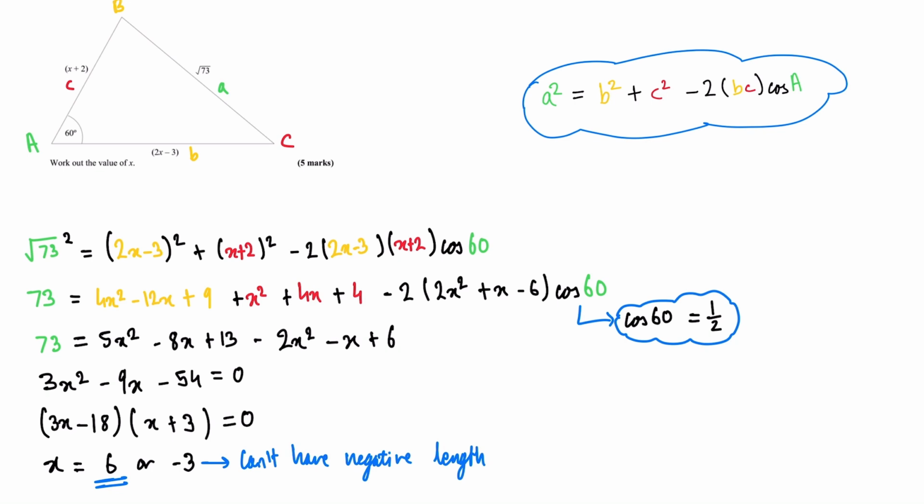And you get two values of x, 6 and minus 3, but you can't have a negative length. So if you sub in minus 3 into the length c, you end up getting minus 1, and you can't have a length that's negative, so x must equal 6. So that's your answer.